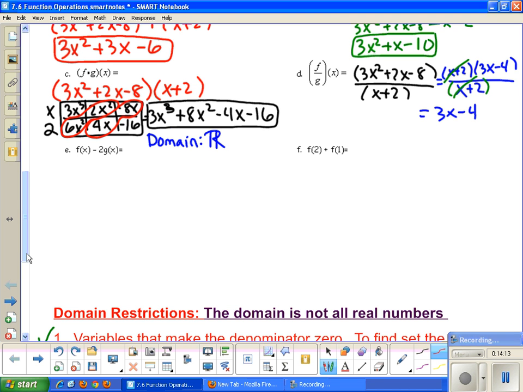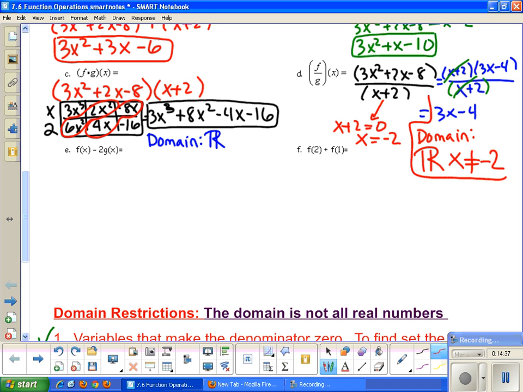Well, I have variables in my denominator, so how do I find what the restriction is going to be for the domain? I take x plus 2, set it equal to 0, so x in this case is equal to negative 2. So if I do negative 2 plus 2, I get 0 in my denominator. So my domain then, we would say, is all real numbers, but x cannot be equal to negative 2. So that would be my solution.